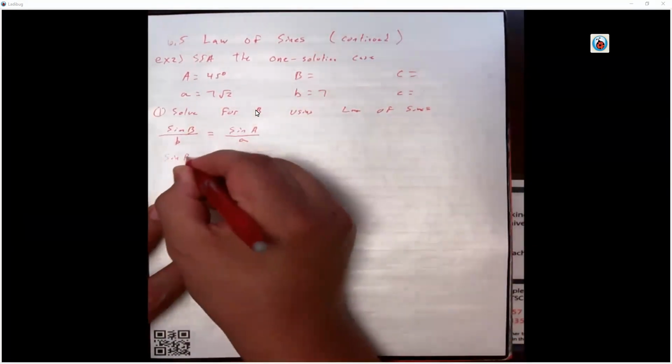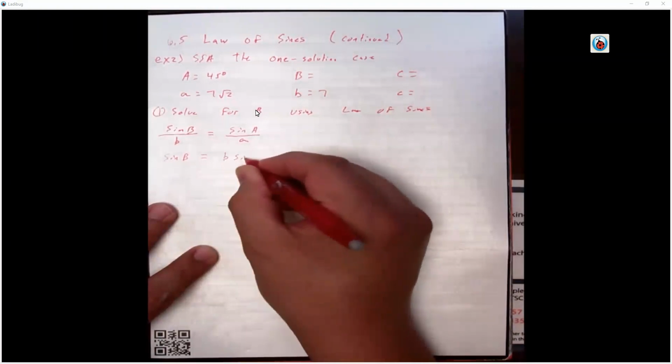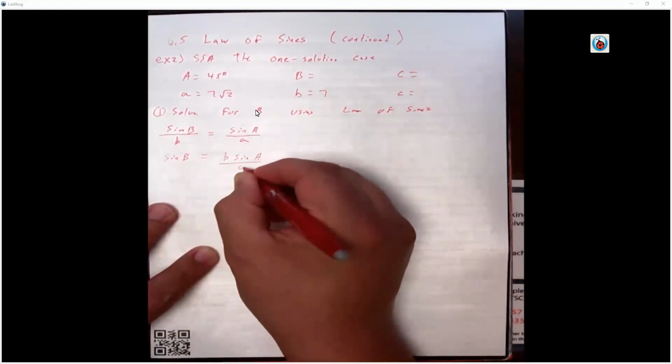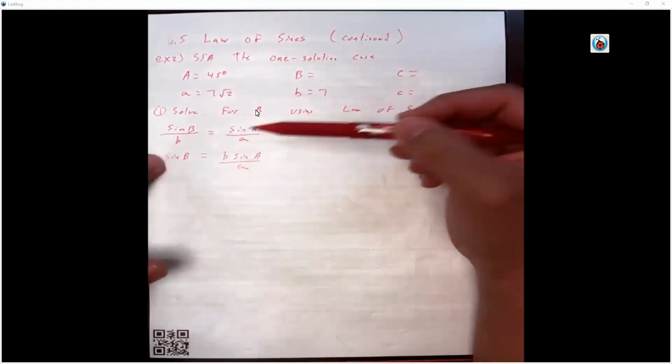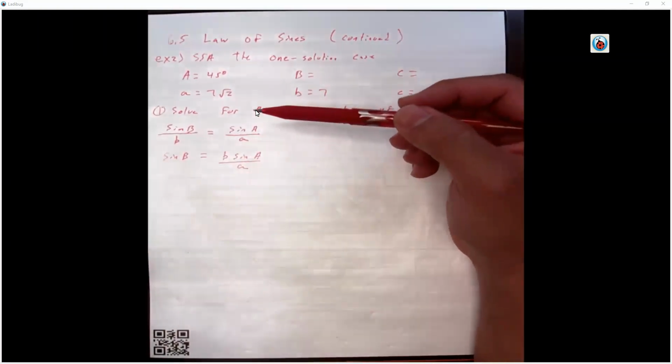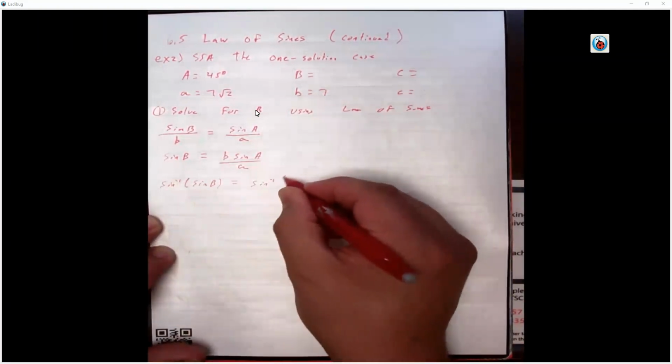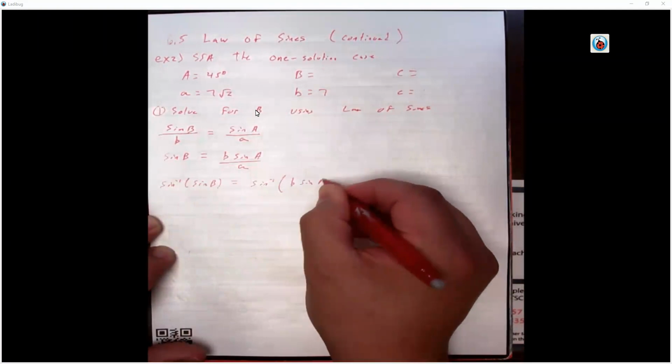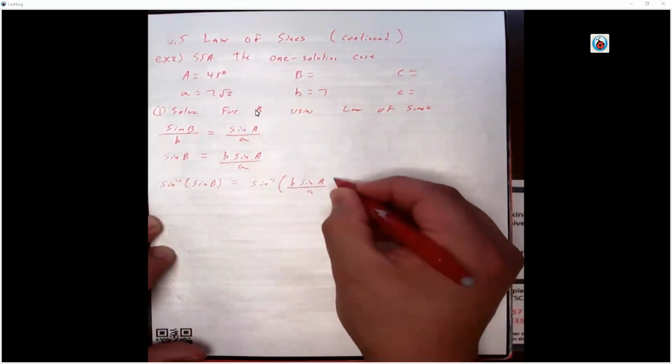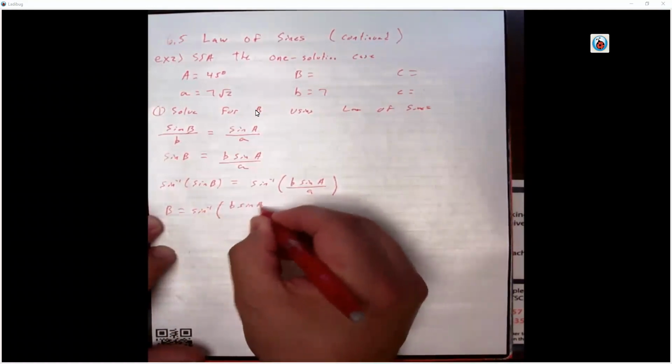I'm going to skip a little bit of algebra. Let me know if you missed it. All right, multiply both sides by b gets me here. Sine b is now isolated, so cancel sine with your inverse trig. Okay, and now we're ready to plug in some numbers. B is equal to sine inverse of b sine A over little a.